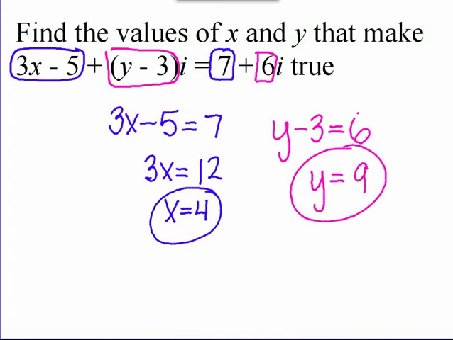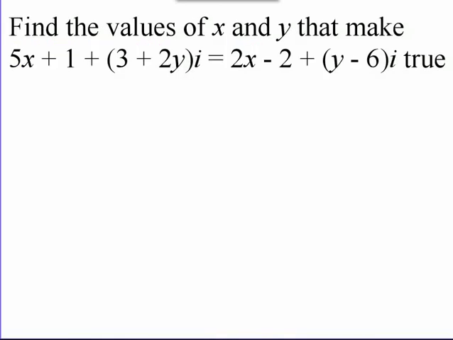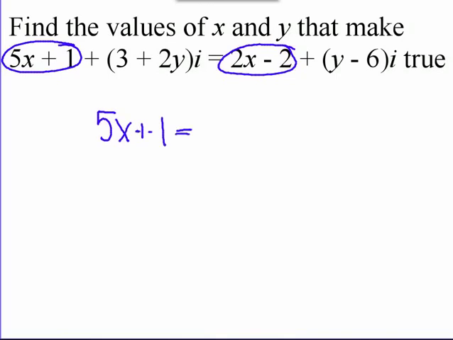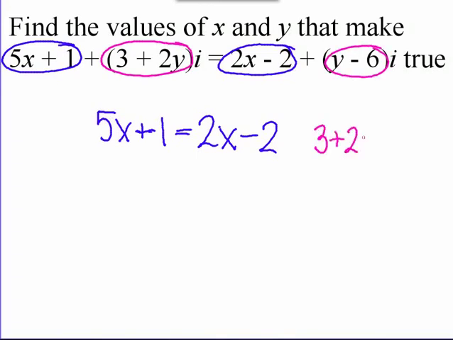We got a few more. Okay, do you think you could handle that? Let's just set up the equations. We don't need to solve them. What's the real part on the left here? 5x plus 1. What's the real part over here? 2x minus 2. So really, 5x plus 1 equals 2x minus 2. So you could solve this one. That's a basic equation. Not too bad. Imaginary part over here. 3 plus 2i, y minus 6. So once again, you can solve them even when the variables are on both sides.